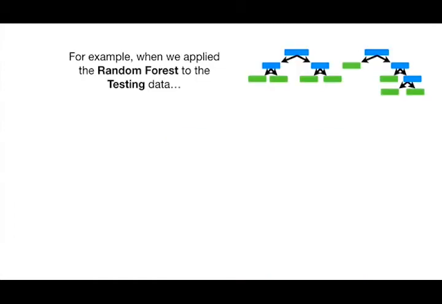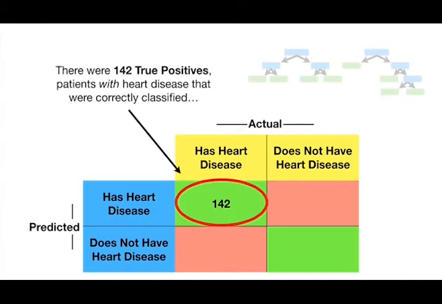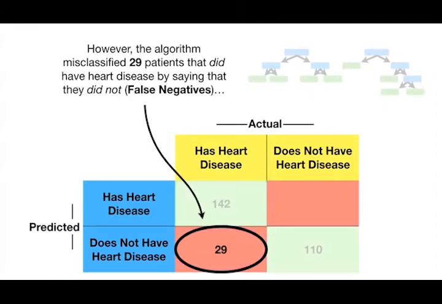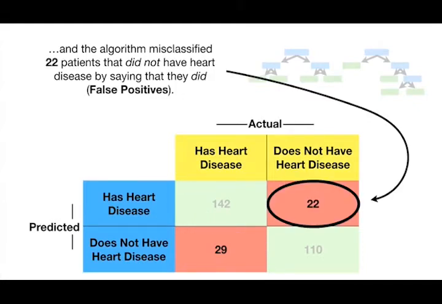For example, when we applied the random forest to the testing data, there were 142 true positives, patients with heart disease that were correctly classified, and 110 true negatives, patients without heart disease that were correctly classified. However, the algorithm misclassified 29 patients that did have heart disease by saying they did not. These are false negatives. And the algorithm misclassified 22 patients that did not have heart disease by saying that they did. These are false positives.